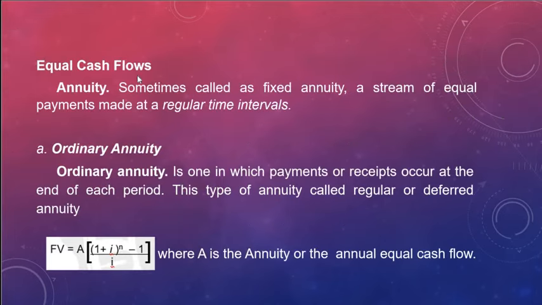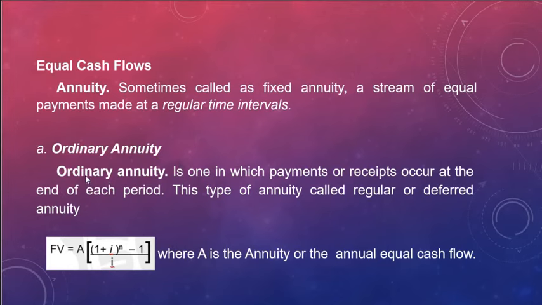Okay? So, this time, what if equal naman yung cash flows? Paano natin i-compute ang ating future value? So, kapag equal ang cash flows, ang tawag doon sa uniform na cash na dineposit mo or binayad mo is annuity. Sometimes it is called fixed annuity. So, it is a stream of equal payments made at, take note, regular time intervals. Okay? So, dalawa to. It could be ordinary annuity or annuity due.